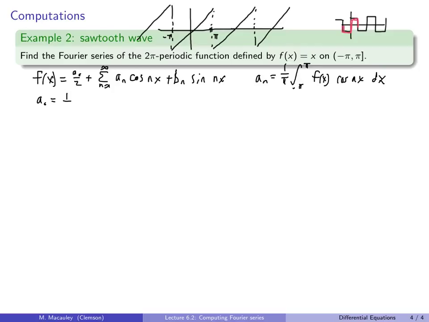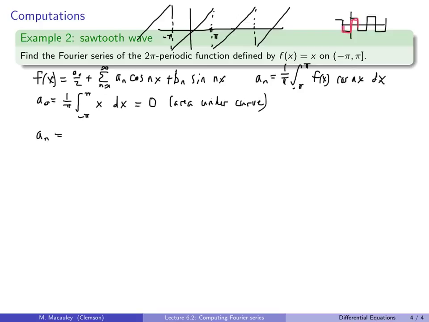Okay, so a naught is 1 over pi times the integral of, let's just write what f of x is. We have a discontinuity here, but not on this interval, so we don't need to break this into two parts. Let's write this as x times cosine of nx dx. This is a naught we're doing, so x times 1 times dx. That's the area under the curve from negative pi to pi, and so that's going to be 0. So a naught is 0.